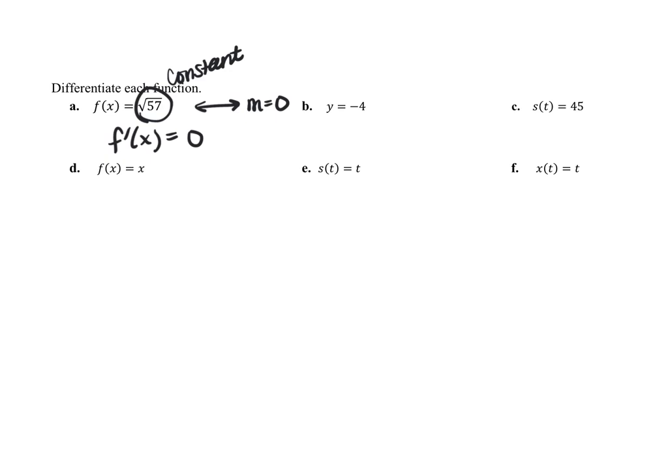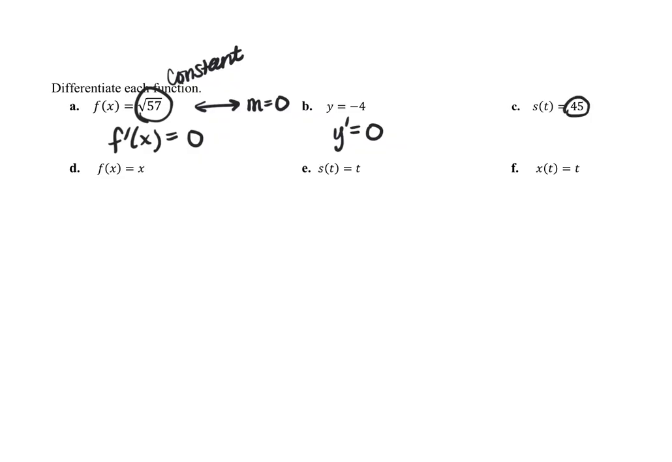B, we have the function y equals -4. Again, just a horizontal line, a constant function. So the derivative would be written as y prime, and the derivative is equal to 0. Part C, s of t is equal to 45. Again, it's just a horizontal line because 45 is a constant.